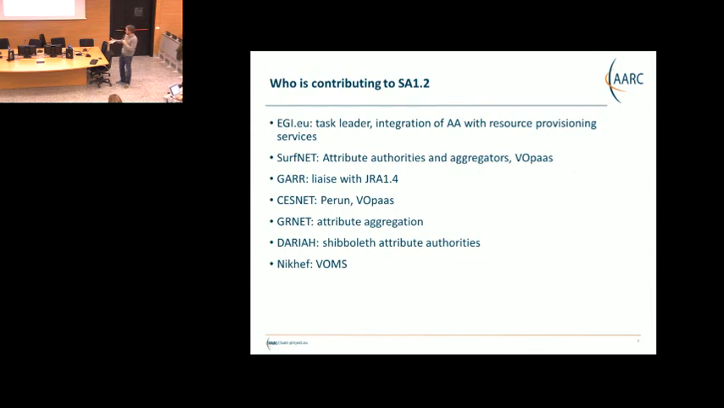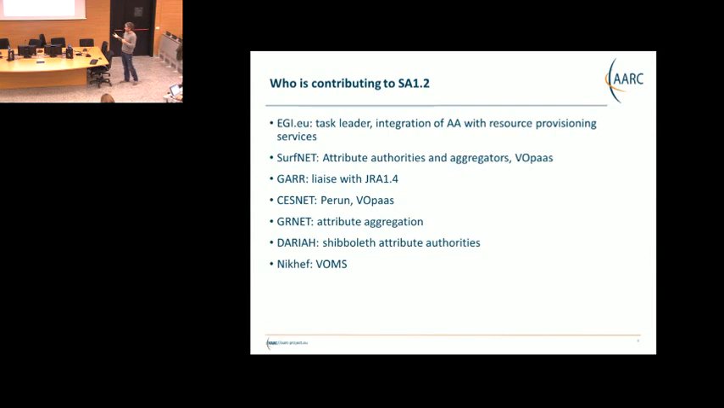GARR for a liaison with JRA1.4. SIGNET will participate also for the VO platform as a service, but also with Perun, which is also an attribute authority. GRNET for attribute aggregation.